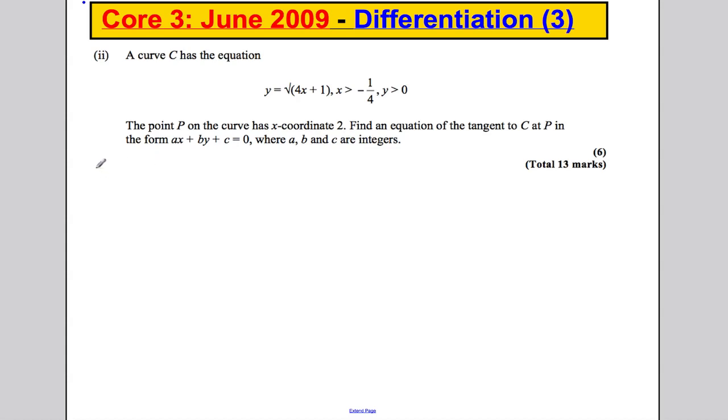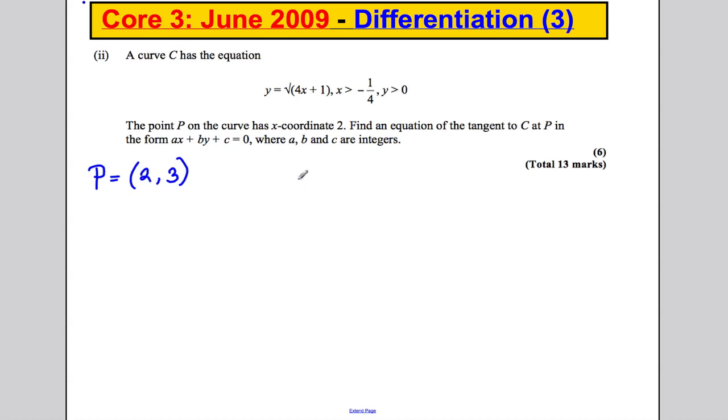Okay, firstly, we know P's on the curve, and P is of the form x is 2 and y is something else. So why don't we substitute 2 in here straight away, and we would get the square root of 9, which is 3. So P is the point (2, 3). That's going to help us. That's probably going to get us a mark.